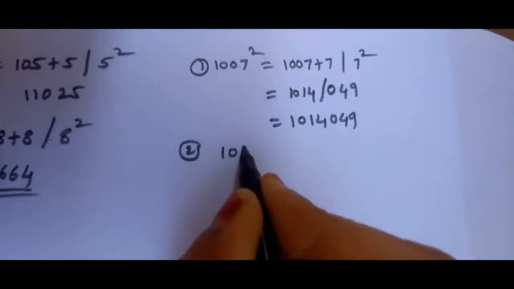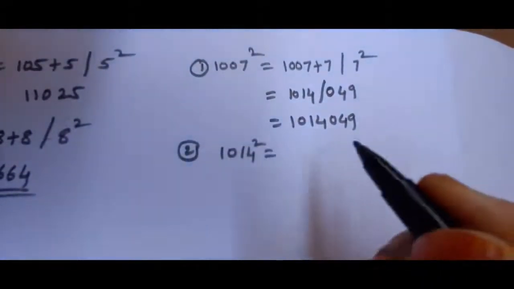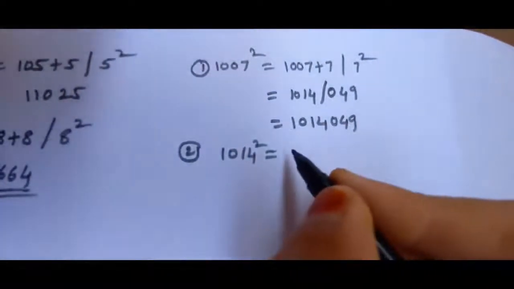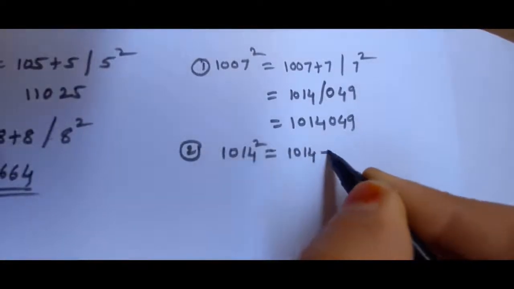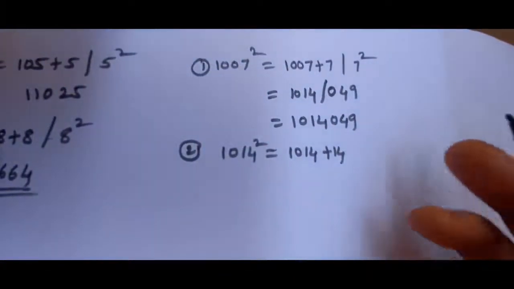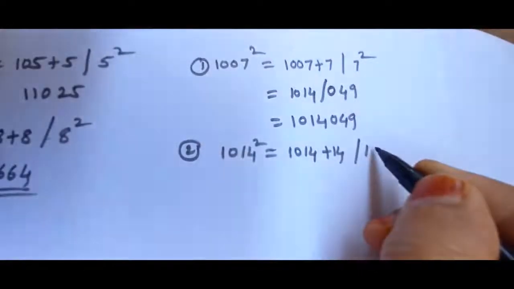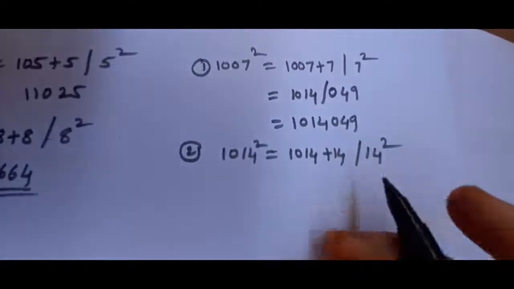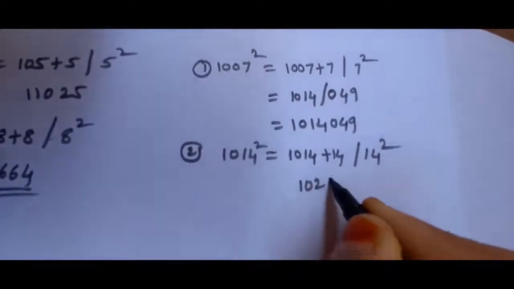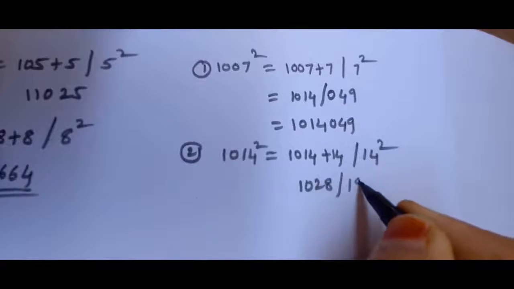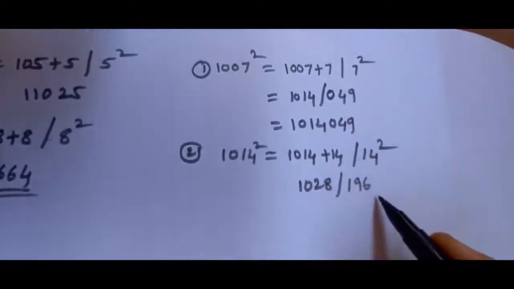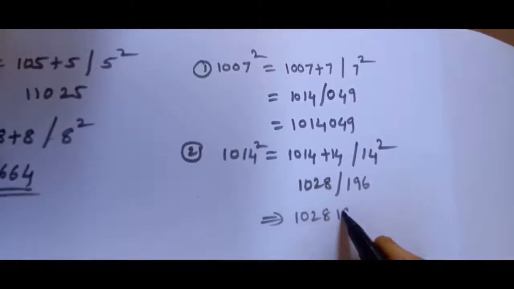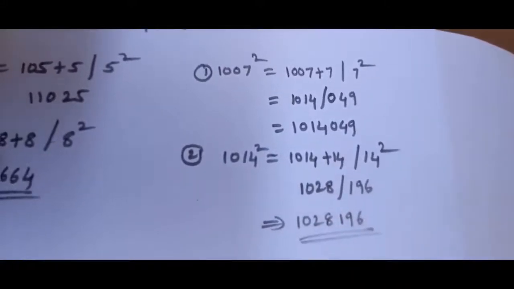Let's take one more example. Second one, 1014 square. It is 14 more than 1000. So we need to add 14, and in the second step we need to write 14 square. So 1014 plus 14 becomes 1028. 14 square is 196. Anyway, here we got 3 digits, so directly we can write the answer, 1028196. This is the answer.